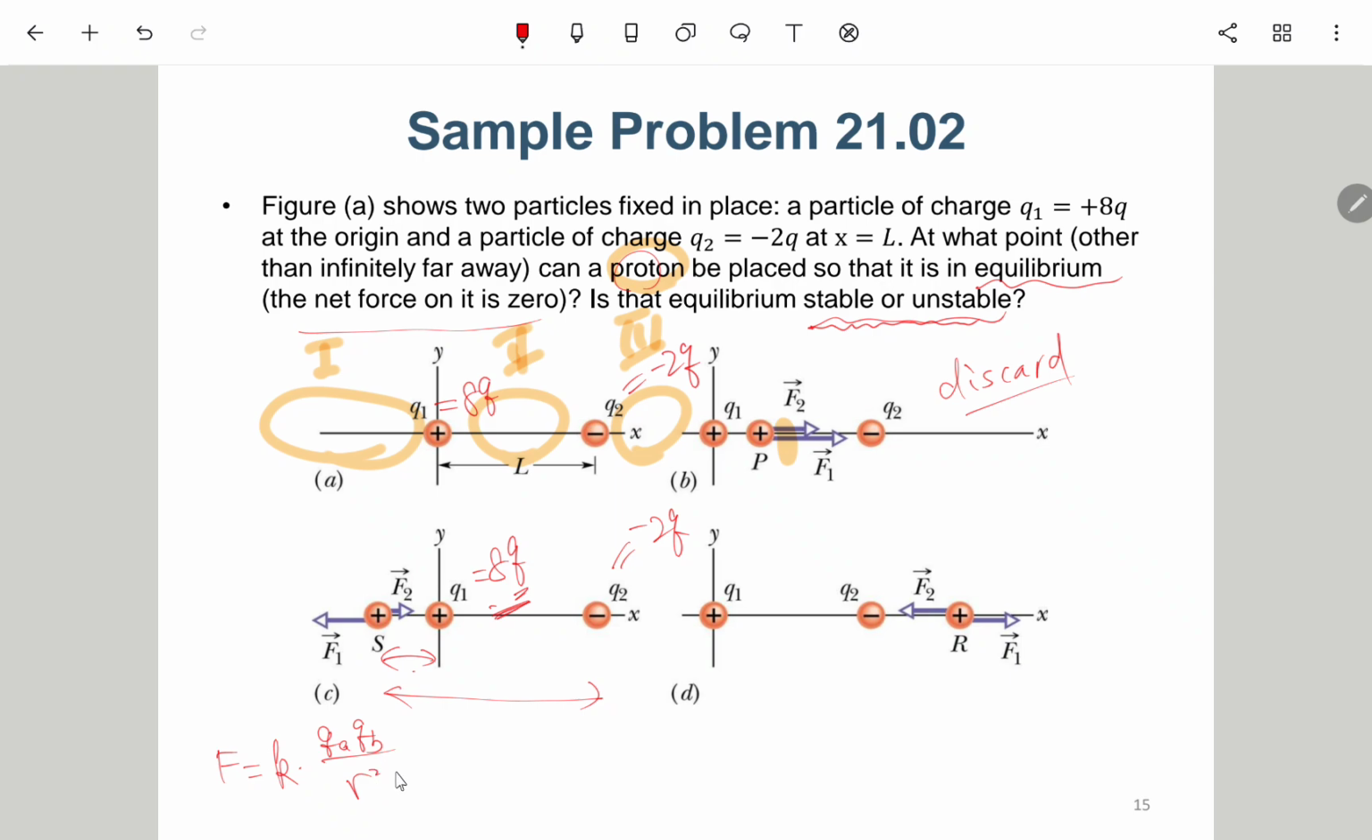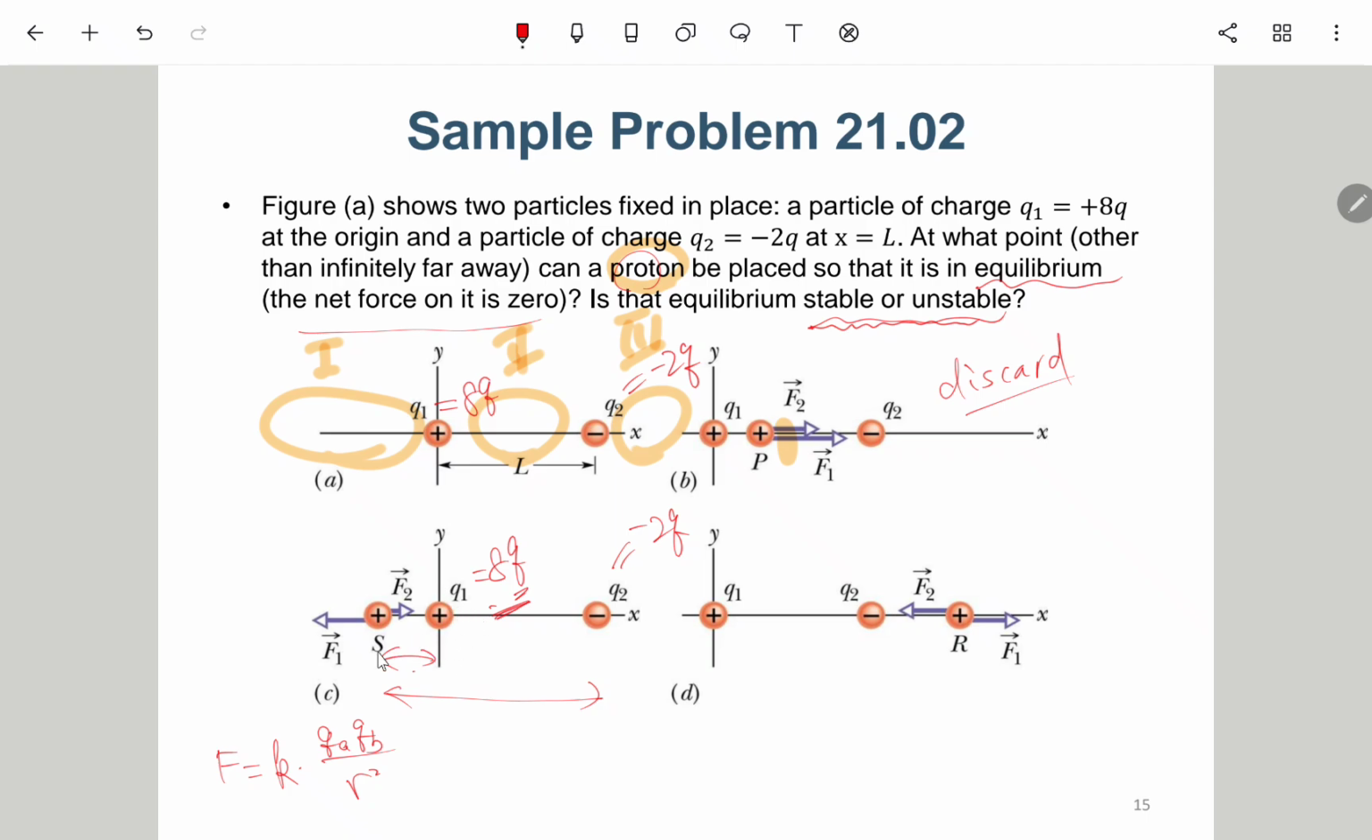Okay, something like this. This force is proportional to the charge amount and inversely proportional to the square of the distance. Which means that 8Q is larger than the absolute value of negative 2Q, so this one will provide a larger force. And for a smaller distance, this will also provide a larger force.